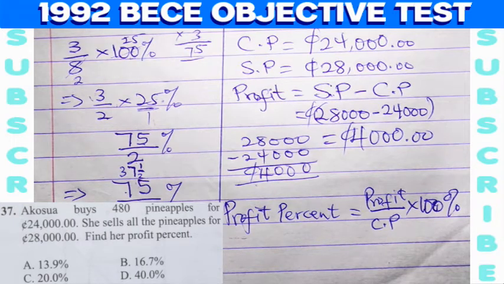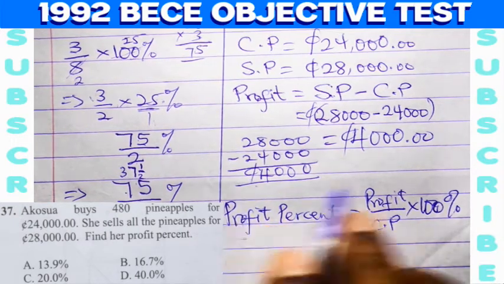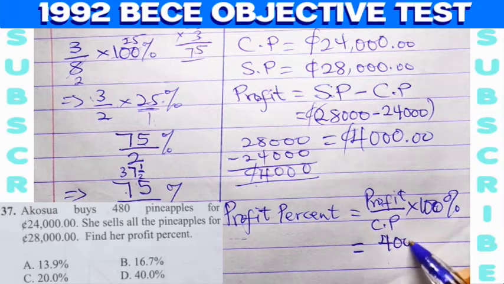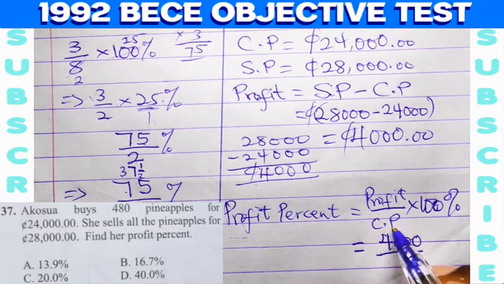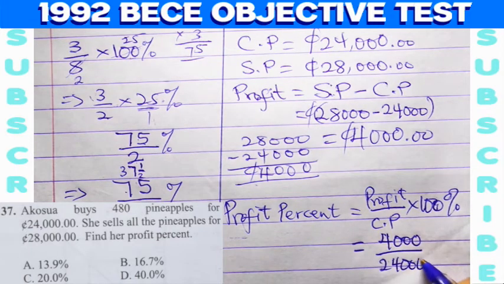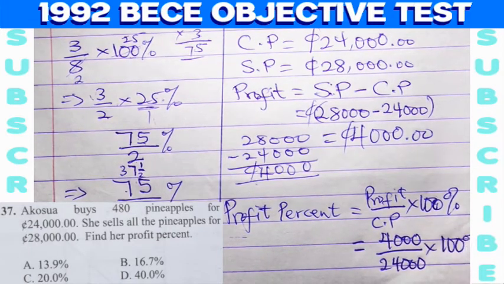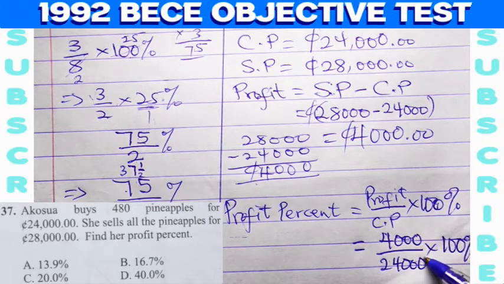That's the formula we use to solve profit percent. So from the question, what is the profit? The profit is 4,000 out of the cost price. The cost price is 24,000 multiplied by 100%. So we've got to divide, okay? Divide here by 10, divide here by 10. This 0 and this 0 will be gone. Divide by 10 again, and this 0 and this 0 will be gone. Divide by 10 again, and this 0 and this 0 will be gone.